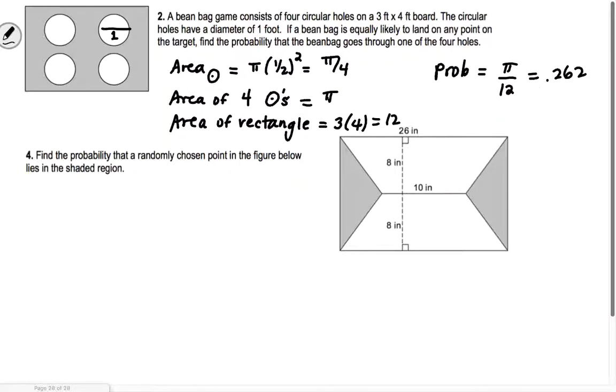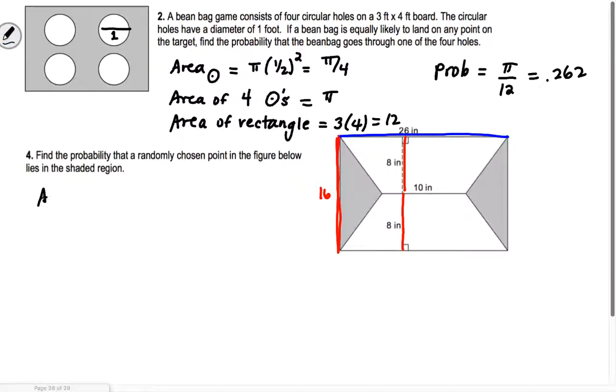Okay, and the last one, so find the probability that a randomly chosen point in the figure below lies in the shaded region. So this is where we need to figure out what the area of those triangles are. So we know that this distance, this red distance, is what? 16. It's 16 because we had 8 and we had 8, right? And then the distance across was 26.